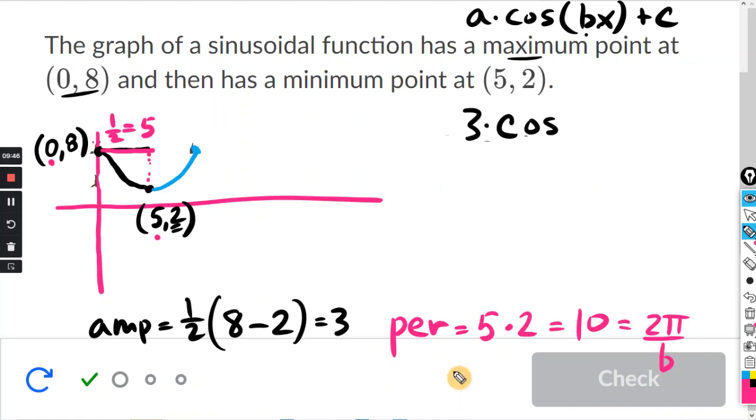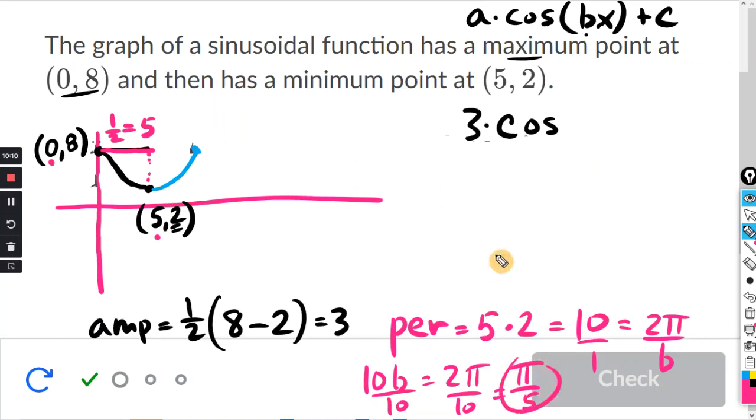As a result, we can solve for b. Okay, cross multiplying, 10 times b is 10b. And if you put this over 1, 1 times 2 pi is 2 pi. Solving for b, you divide both sides by 10. And 2 over 10 is 1/5. So we have pi over 5. All right, that's the value for b. So for b, we're going to do a pi over 5. And that's times x.